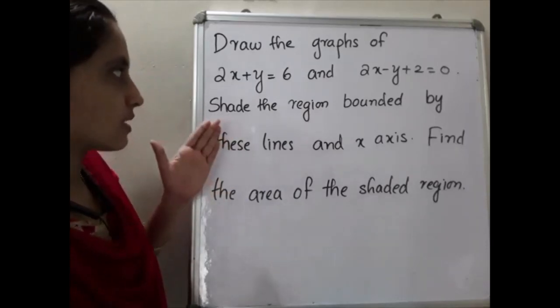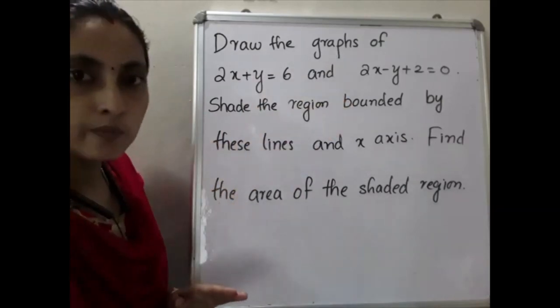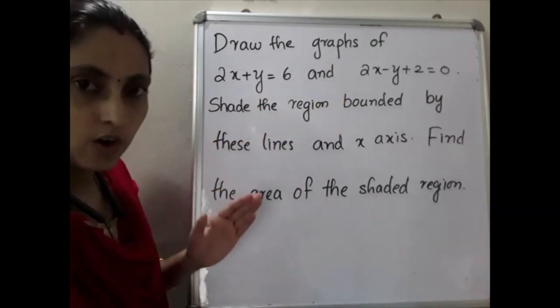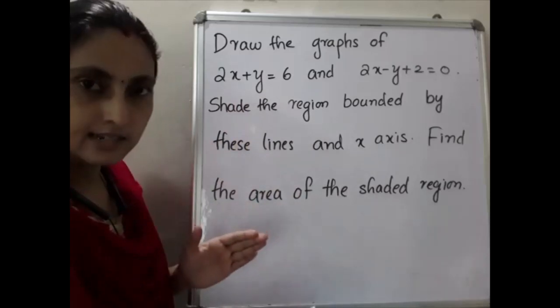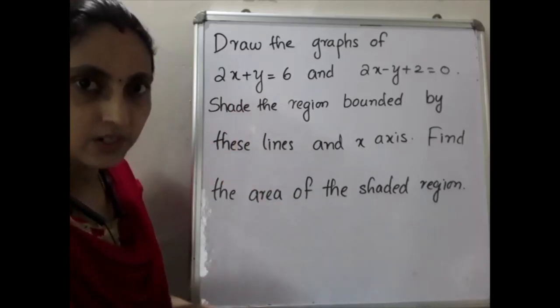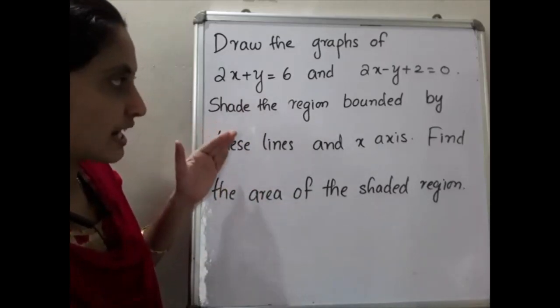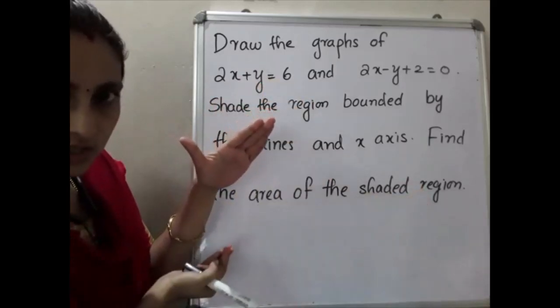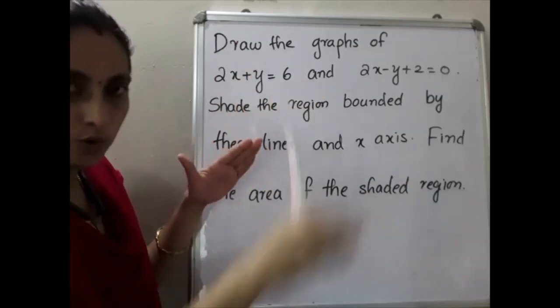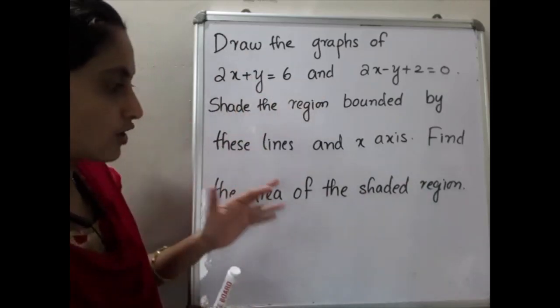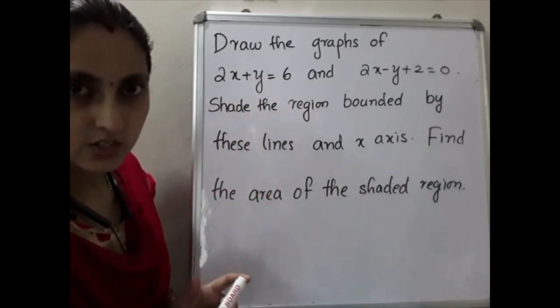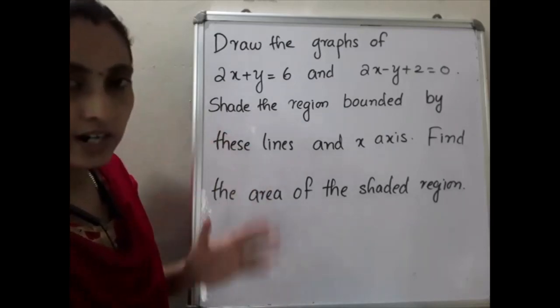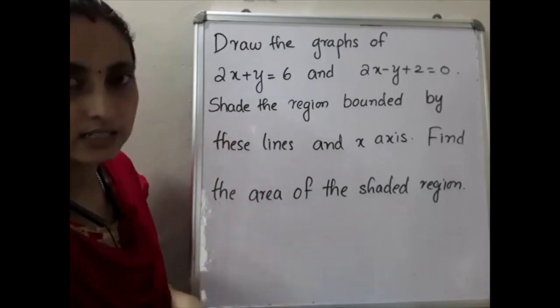So the first step is you have to draw these two lines, or you have to find the solution of these two lines and then plot those points first. Okay. Then you have to shade the region bounded by these two lines, maybe like here, and that touches the x-axis. That portion also you have to shade. And then you have to find the area of the shaded region. So we have to find which figure that is, then find the area.